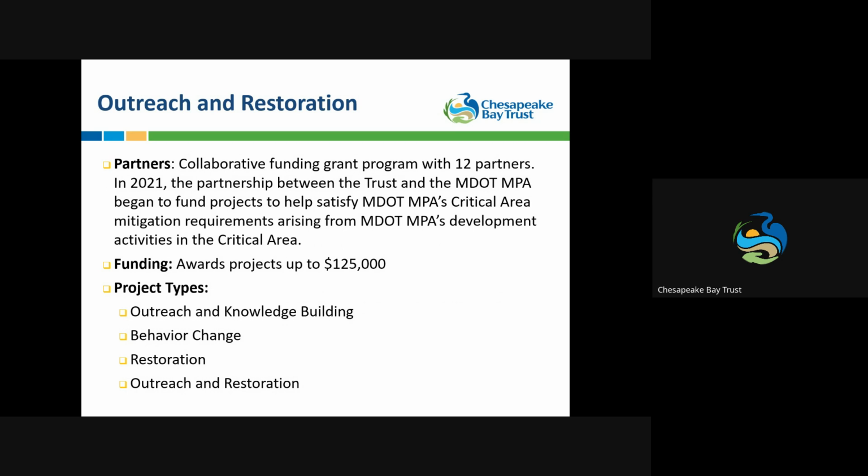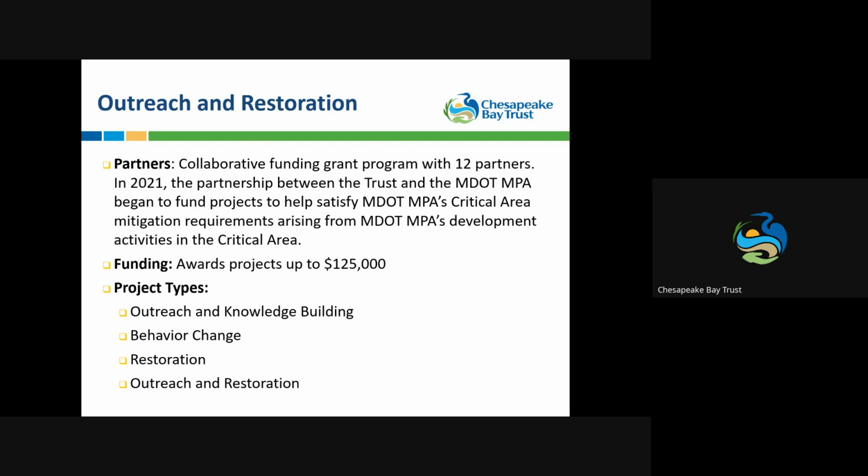But starting in 2021, one of those partners, or it's a three-party agreement between MDOT MPA and the Critical Area Commission. And they entered into an agreement with the Trust where the Critical Area Commission is agreeing to accept MPA's payment of their mitigation funds to the Trust to satisfy the mitigation requirements resulting from their development activities in the critical area.